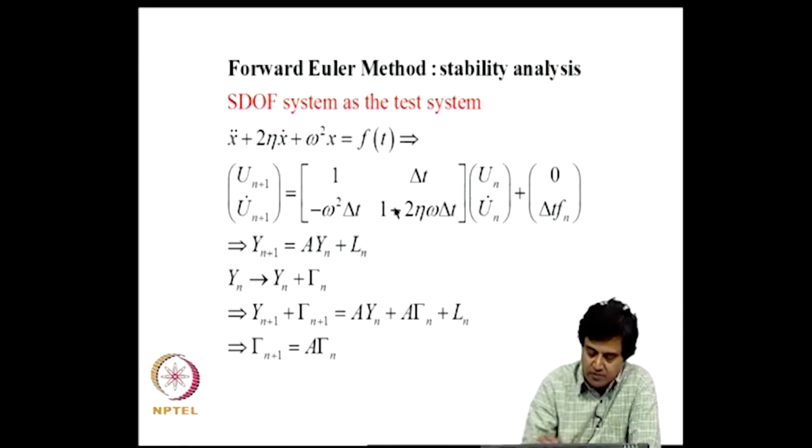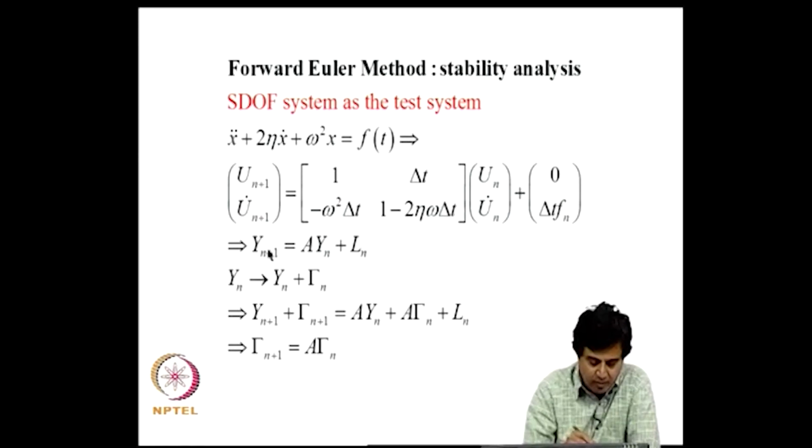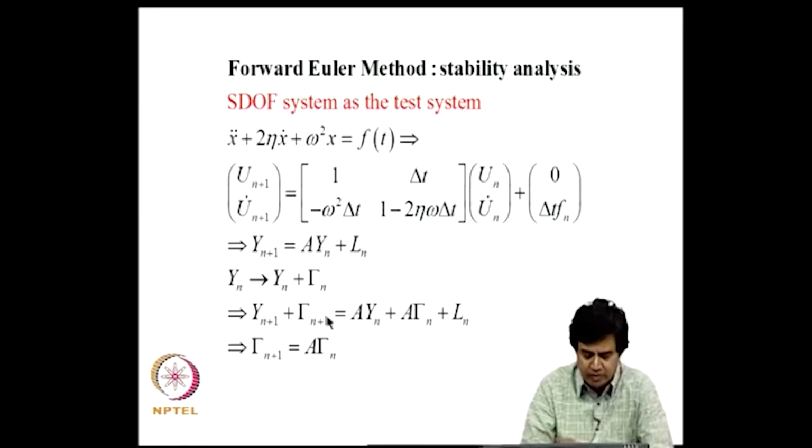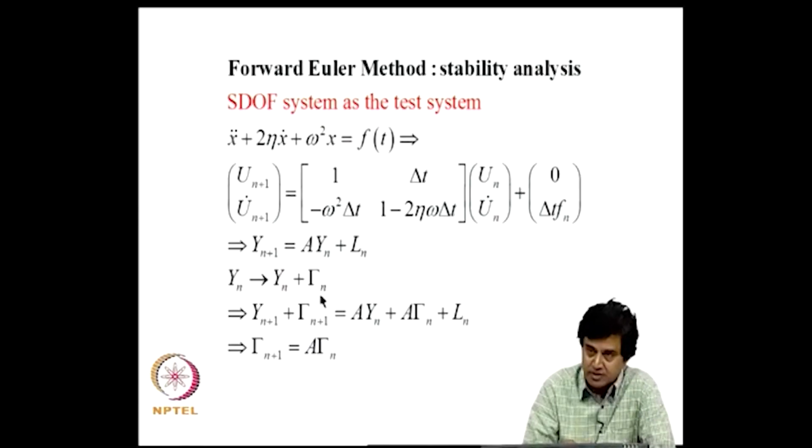So, this is the equation based on forward difference scheme for this oscillator, and we can put it in a matrix form. Capital Y n plus 1 is the vector consisting of a 2 cross 1 column consisting of u n plus 1 and u dot n plus 1, and Ln is this 0, delta t into Fn. So, A is this matrix. Now, what we do is at the nth step we assume that an error gamma n is introduced because of truncation and round off and issues like that. Now, we substitute this equation into the governing equation and we want to develop a scheme for understanding how the errors grow. So, from this equation we see that the governing equation for evolution of error is given by gamma n plus 1 is A into gamma n.